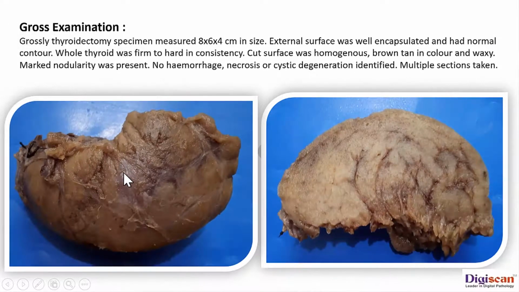We received a thyroidectomy specimen measuring 8 by 6 by 4 centimeters in size. The whole thyroid appeared to be diffusely enlarged. The external surface was well encapsulated and had normal contour. The whole thyroid was firm to hard in consistency. The cut surface was homogeneous, brown tan in color, and waxy.